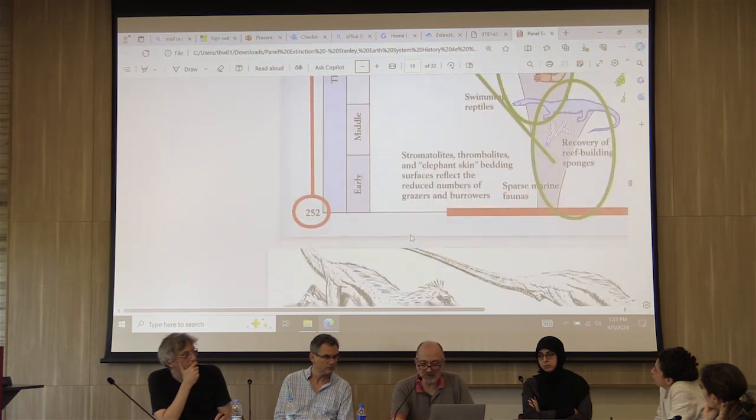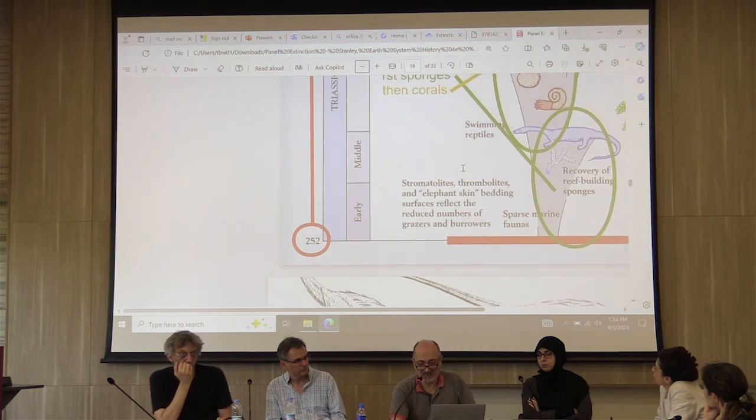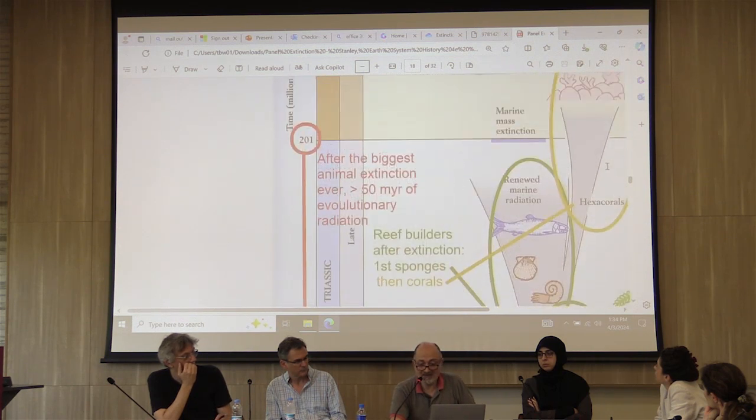How do I get information about life immediately after the extinction? First, I have elephant skin. Elephant skin means a time when we had no animals eating the bacteria and the algae. That's the first part. The second part, sponges are making the reefs. Now it's a rule. When we have extinction, who makes the reef first? Sponges. Who makes the reef later? The corals. How long does it take the corals to come back, to displace sponges? Tens of millions of years.